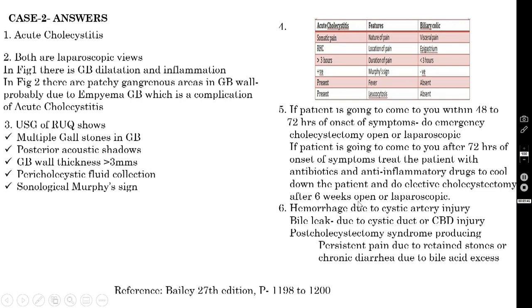What are the complications of this cholecystectomy? Hemorrhage due to cystic artery injury, which we can manage. Bile leak could be due to cystic duct leak or CBD injury. If it is cystic duct leak, you have to do an ERCP and put a stent inside. If it is CBD injury, that is a dangerous complication, you have to do major surgeries like choledochojejunostomy or hepaticojejunostomy. That is the procedure you must do.